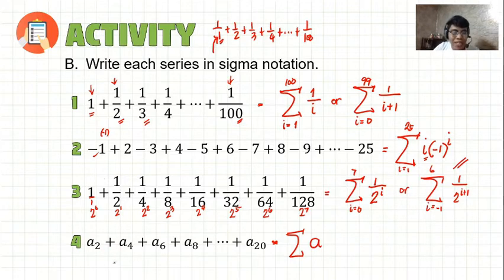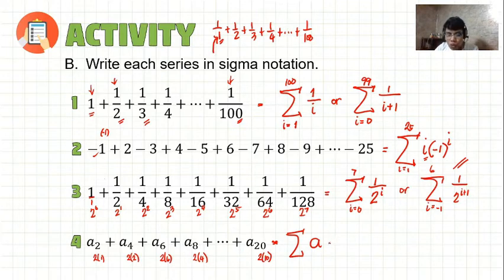And as you can see, yung subscript ni a are actually multiples of 2. Diba 2 is just 2 times 1? Si 4 ay 2 times 2. Si 6 ay 2 times 3. 2 times 4 until 2 times 10. Therefore, yung pattern niya ay 2 times something.